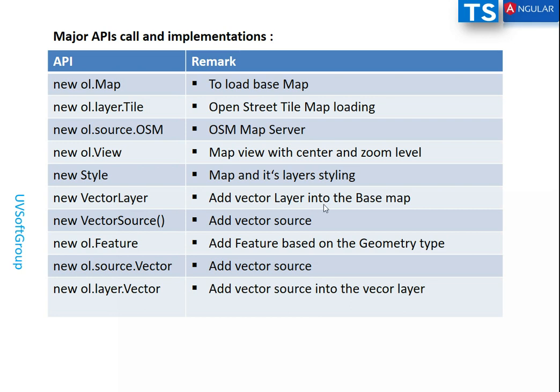So vector layers are added into the base maps, and you have vector sources, and then you have features, all types of features. The feature means the geometry. With geometry you try to present or view in the maps things like points, lines, and polygons. I will show you how the sequence works. You add the features into the vector sources, and finally the vector layers take the vector sources, so you add the vector sources into the vector layers.